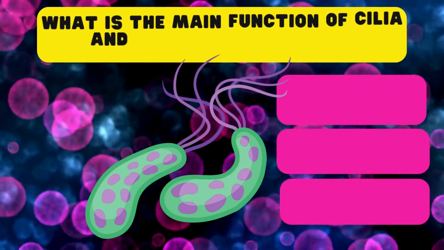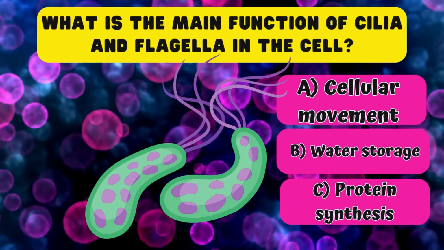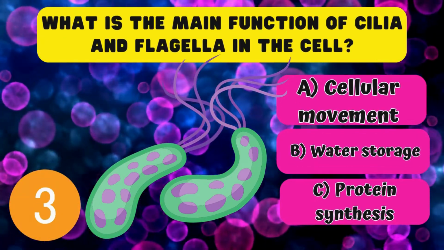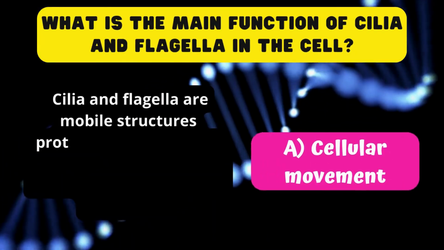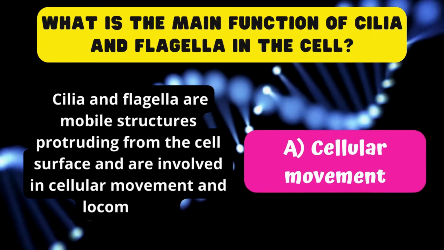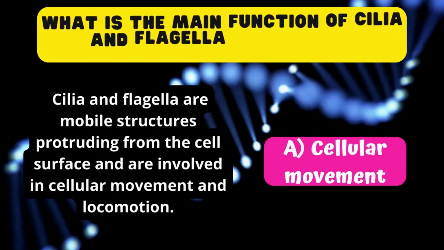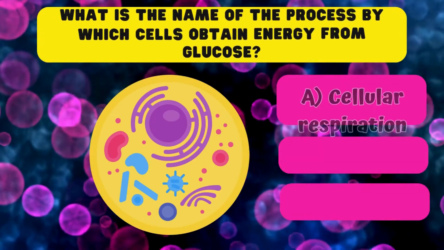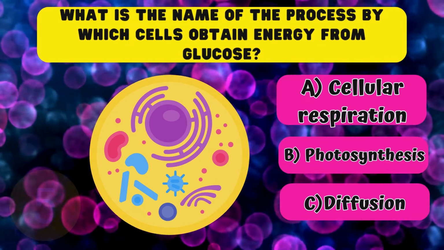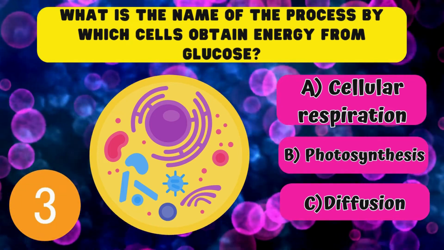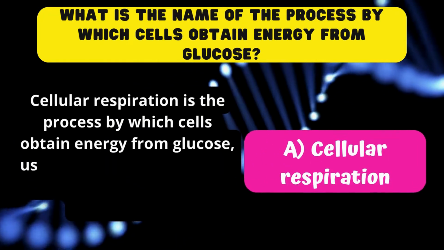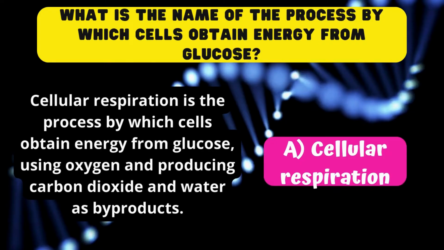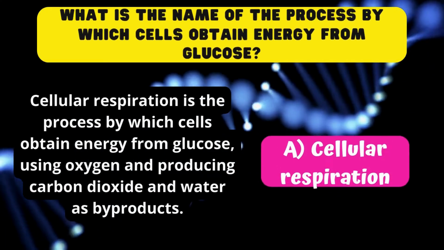What is the main function of cilia and flagella in the cell? Cilia and flagella are mobile structures protruding from the cell surface and are involved in cellular movement and locomotion. What is the name of the process by which cells obtain energy from glucose? Cellular respiration is the process by which cells obtain energy from glucose, using oxygen and producing carbon dioxide and water as byproducts.